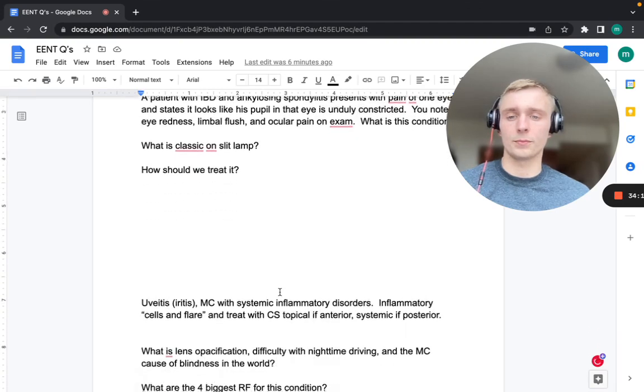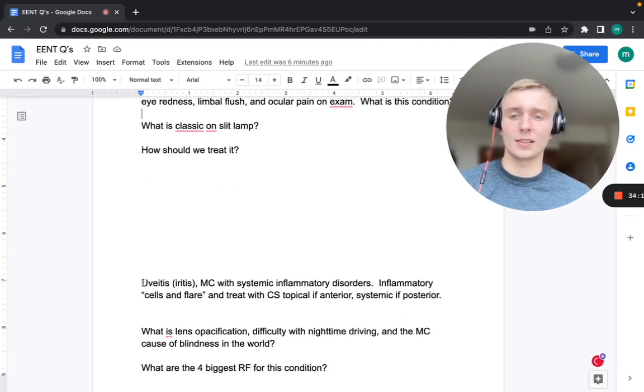Important to know: this is going to be uveitis, or iritis. It's more common in systemic inflammatory disorders like IBD and ankylosing spondylitis. Inflammatory cells and flare are classic on slit lamp examination. So if you see cells and flare, think uveitis. Our treatment is going to be corticosteroids, topical if on the anterior surface. If it's a posterior uveitis, then you want to be thinking systemic corticosteroids.